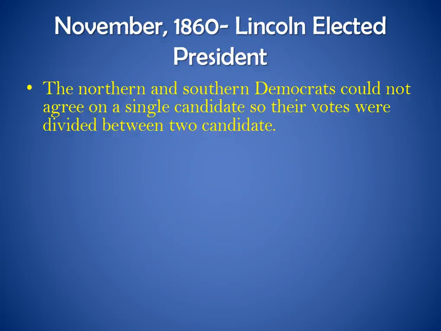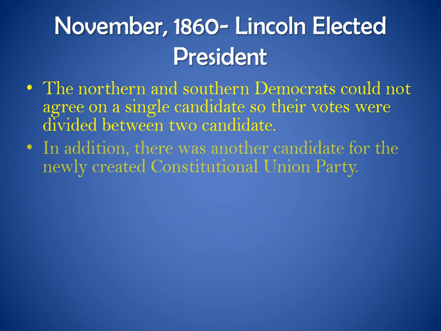So some of the Democratic vote went to one candidate, and some went to another. And it made it much more difficult for them to try and defeat Lincoln, who was supported 100% by the Republicans. In addition, there was another candidate for president for the newly created Constitutional Union Party. So now you have votes partially for this Constitutional Union Party. You have some votes for one of the Democratic representatives and some for another Democratic candidate, but all the Republicans are supporting Lincoln.